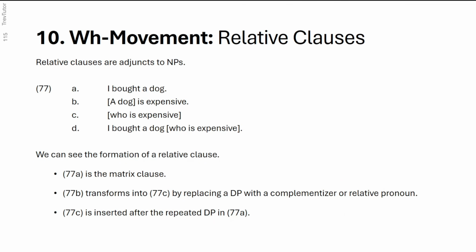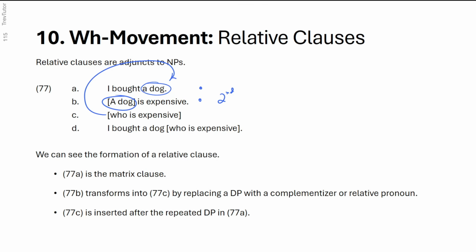Okay. We also have relative clauses, and relative clauses are basically clauses that modify a noun. They're formed from two simple sentences. For example, I bought a dog and a dog is expensive. We see that there's some overlap with a dog. So we can take our second clause and change a dog is expensive to who is expensive. This is the overlapping word. We can change that to a WH word, and then we can insert our second clause immediately after the repeated noun in the first clause. And we would get, I bought a dog who is expensive.